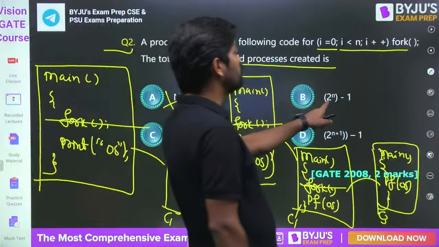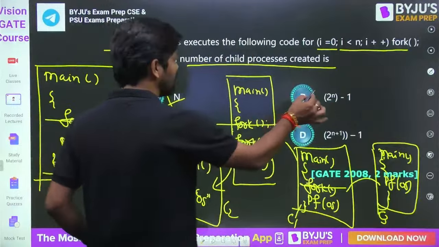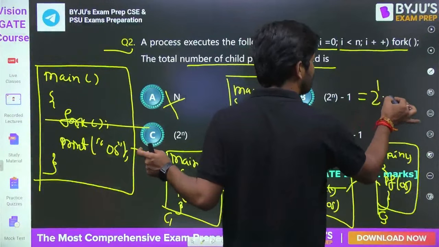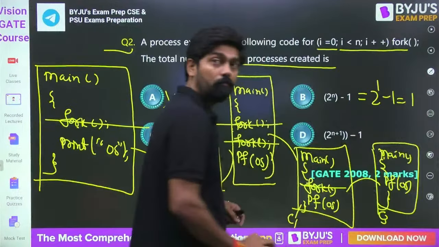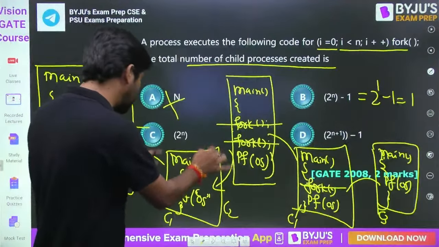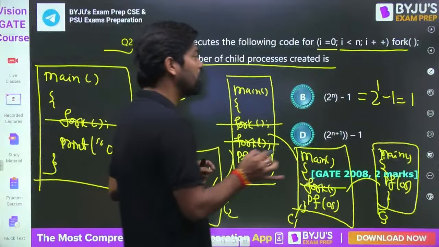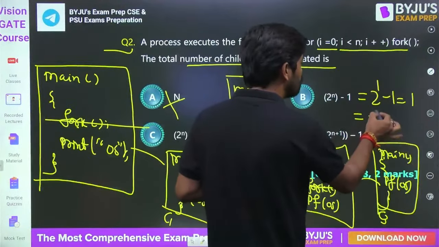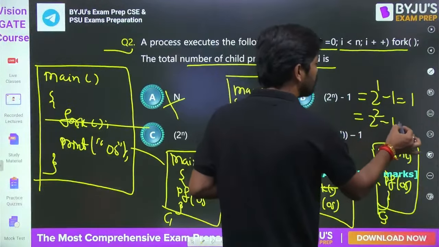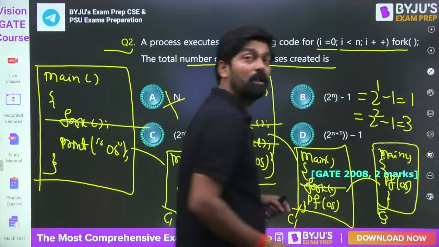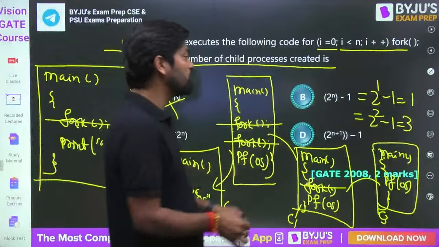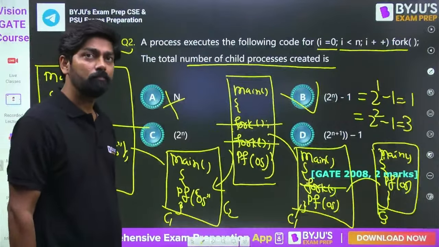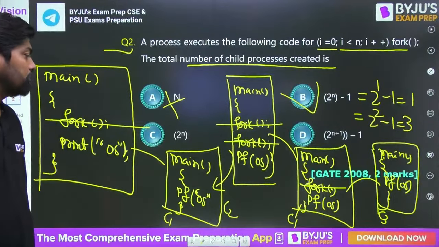Now see here, 2 to the power n minus 1. If you put 1 here, because we have one fork system call, it is 2 to the power 1 minus 1, which is nothing but 1. So we have one child process. If you put 2 here, two fork system calls, 2 to the power 2 minus 1 is 4 minus 1, which is 3. Yes, it is satisfying. So the answer is B for Bombay, my dear friend.